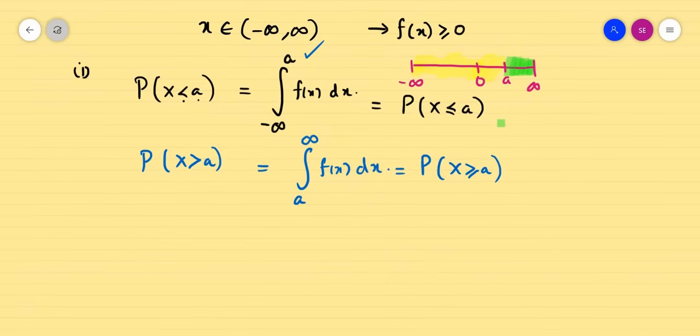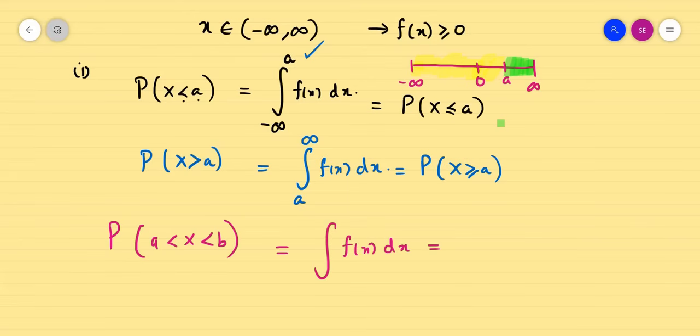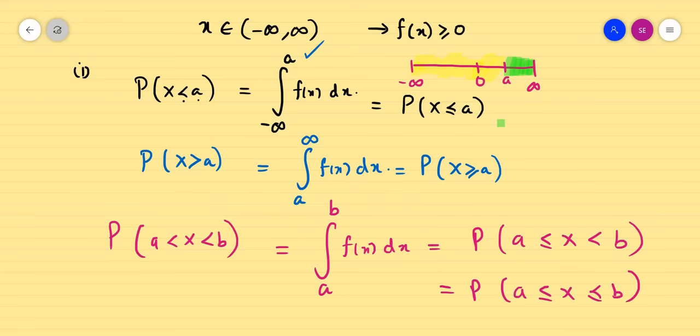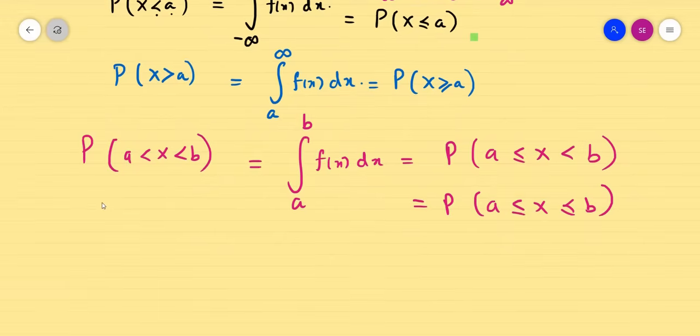Okay, now somebody can try this. What is the formula for this, guys? Yes, what is the formula? A to B, very good. So this is equal to x less than b, or a less than or equal to x less than or equal to b, all are the same. Now what happens when a and b are equal?